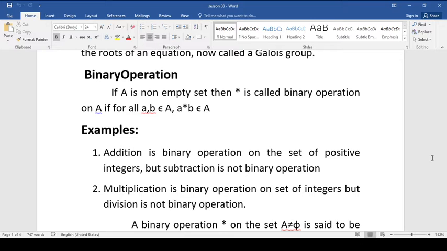Example, addition is a binary operation on the set of positive integers, but subtraction is not a binary operation. Multiplication is a binary operation on the set of integers, but division is not a binary operation.